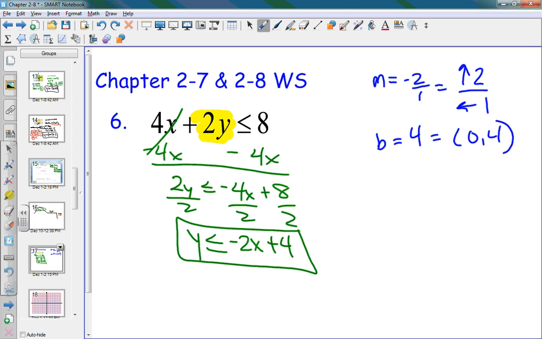Is it solid or dotted? Let's find out. It's solid. Why is it solid? Because it's less than or equal to. Since it's less than or equal to, do I shade above it or below it? Below it.